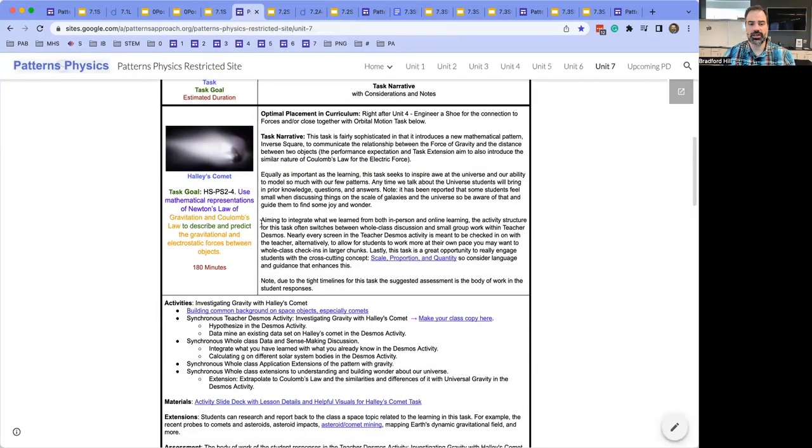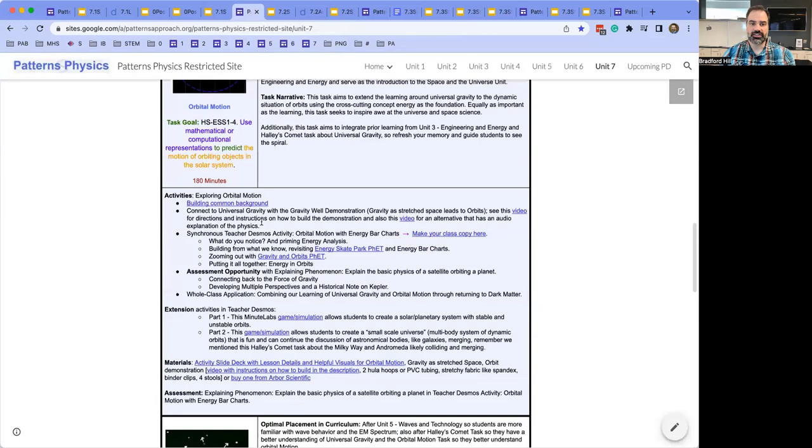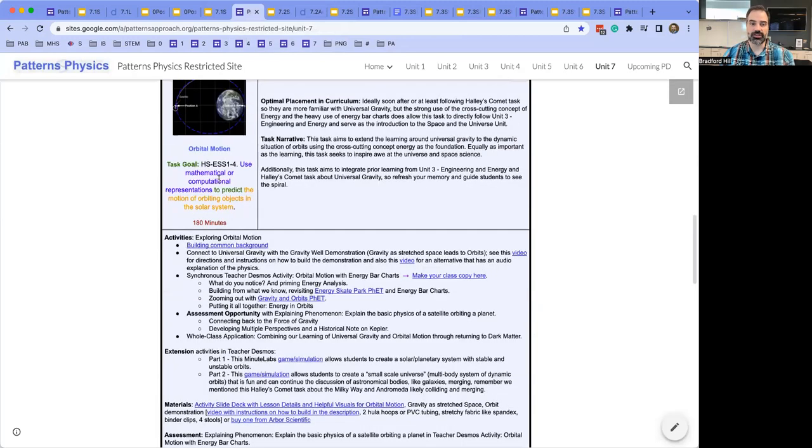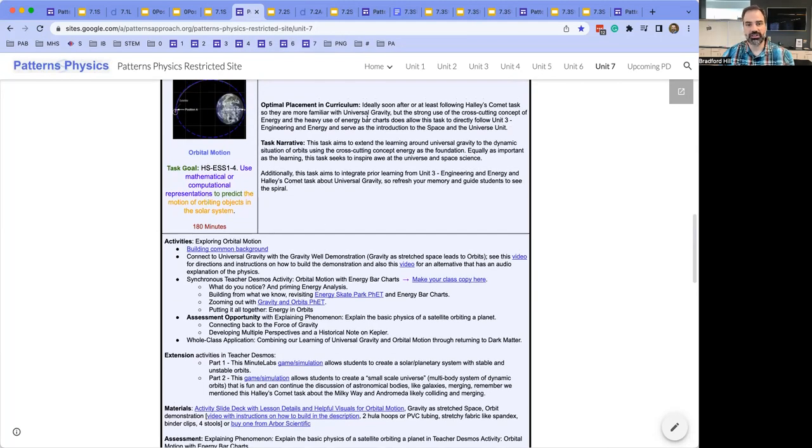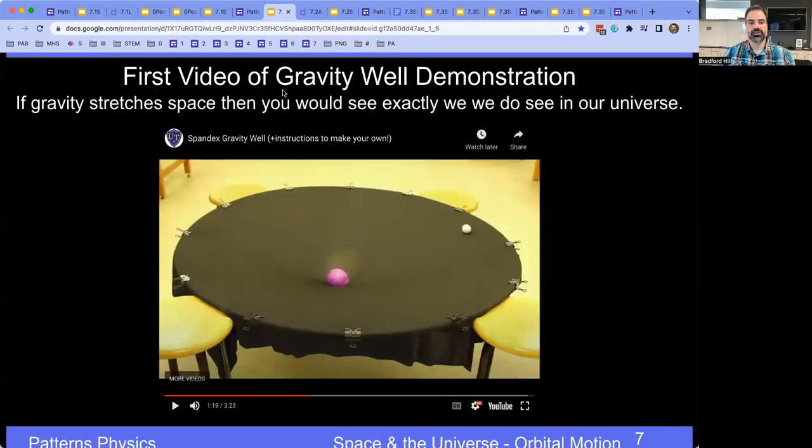Moving along, we're looking at using mathematical or computational representations to predict the motion of orbiting objects in our solar system. So again, the optimal placement here is after Halley's Comet, but you might just want to start with this one for all sorts of reasons, especially if you just finished Unit 3 on energy. They're going to have that. So I want to take a dive into where you would see it.